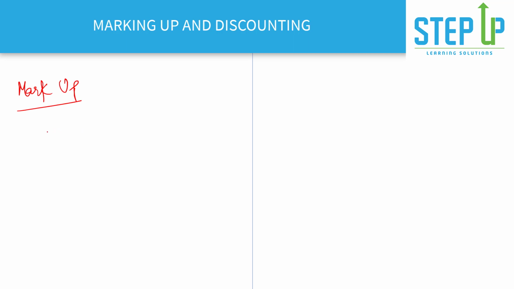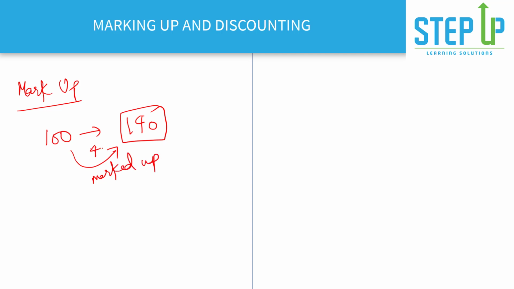For example, let's say I have a cost price of 100. If you go to a showroom, you will see the markup. You will not see the cost price. Let's say it's written as 140. That's the tag. So what I've done is I have marked up by 40%. Now 40% on what? Always remember, you mark up on the cost price, and not on the selling price.